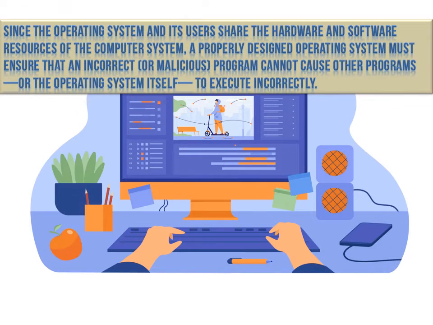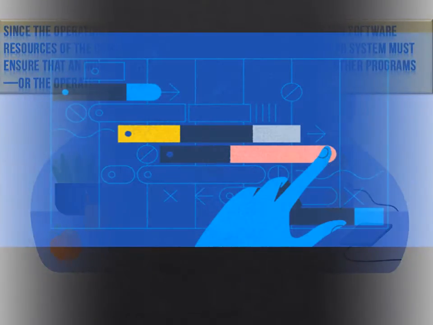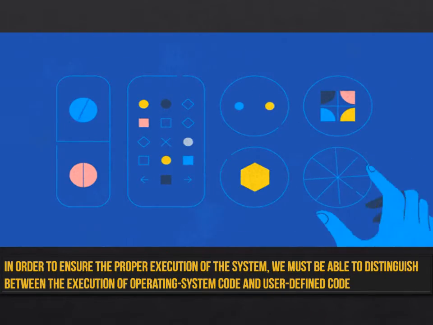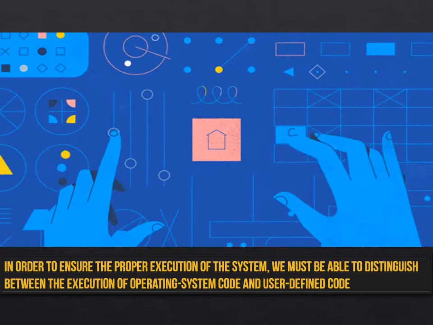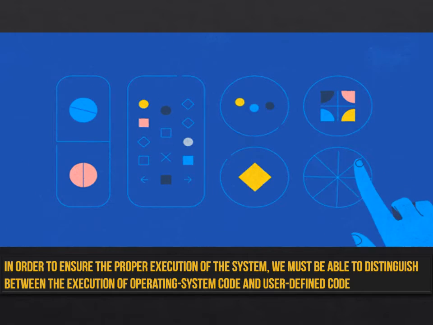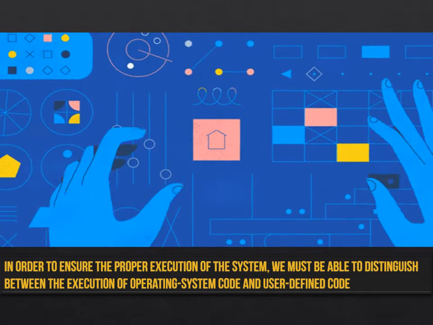Since the operating system and its users share the hardware and software resources of the computer system, a properly designed operating system must ensure that an incorrect or malicious program can't cause other programs or the operating system itself to execute incorrectly. In order to ensure the proper execution of the system, we must be able to distinguish between the execution of operating system code and user-defined code.